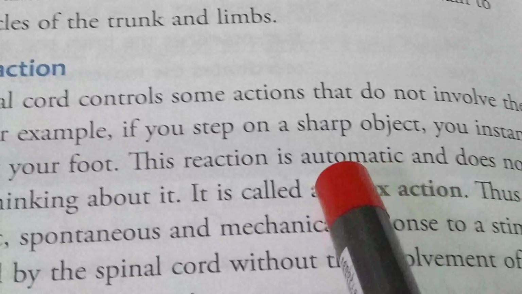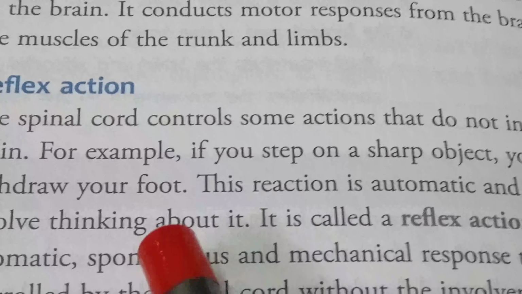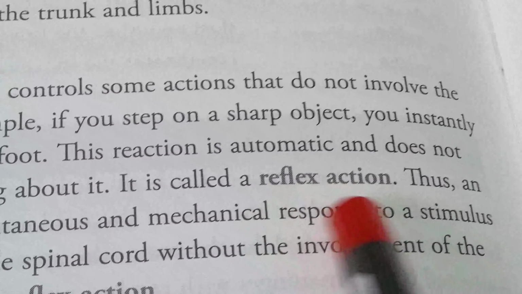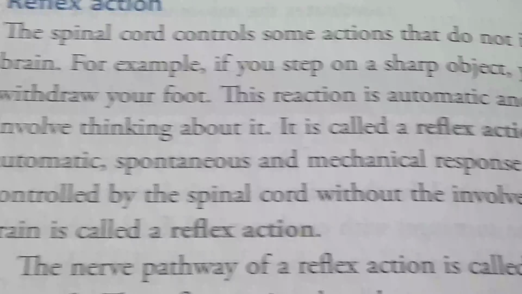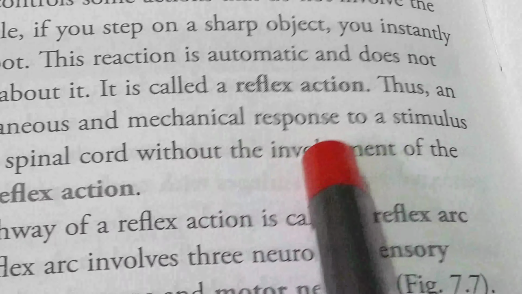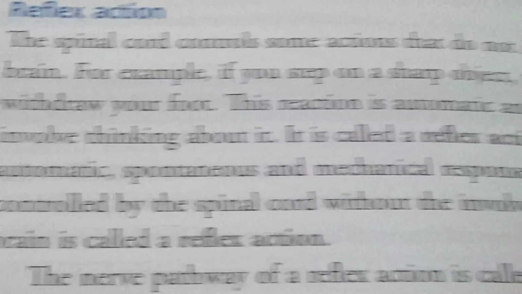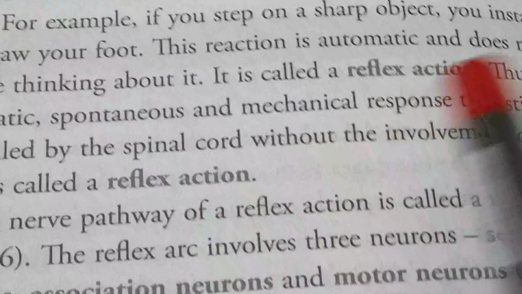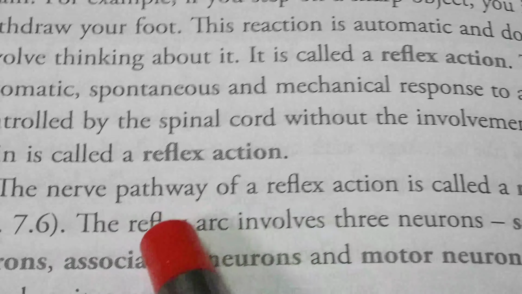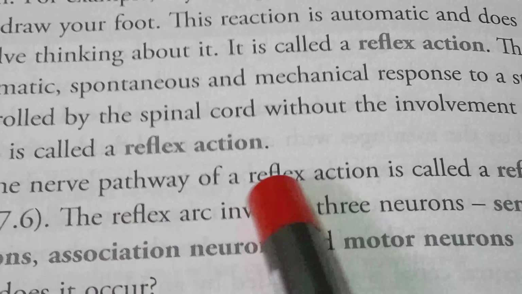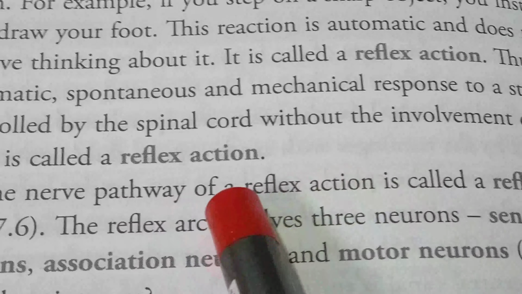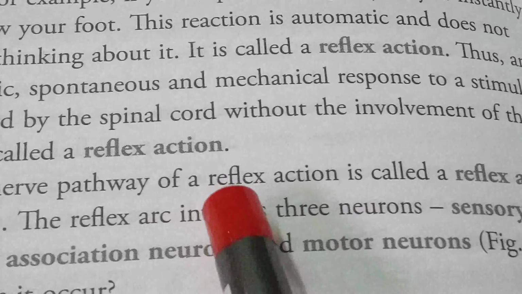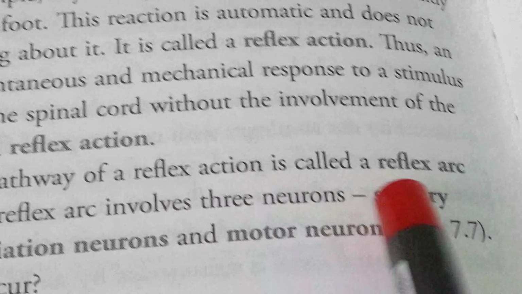This type of automatic action is also known as reflex action. Thus, an automatic, spontaneous and mechanical response to a stimulus controlled by the spinal cord without involvement of the brain is called reflex action. The nerve pathway of reflex action is called reflex arc. So the pathway by which reflex action happens, what do we call this pathway?